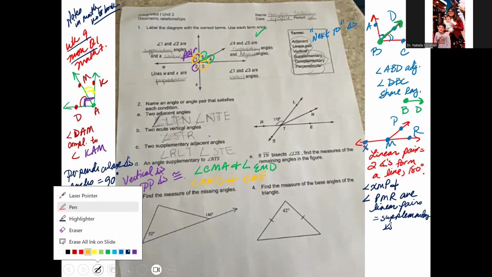Angles 4 and 5 are complementary and are adjacent angles. Good, that's good. Angles 1 and 3 are vertical angles because you see how they're opposite of each other with the same angle. Yeah, they're congruent, not the same angle, they're congruent. Okay, line W and X. W and X are perpendicular.